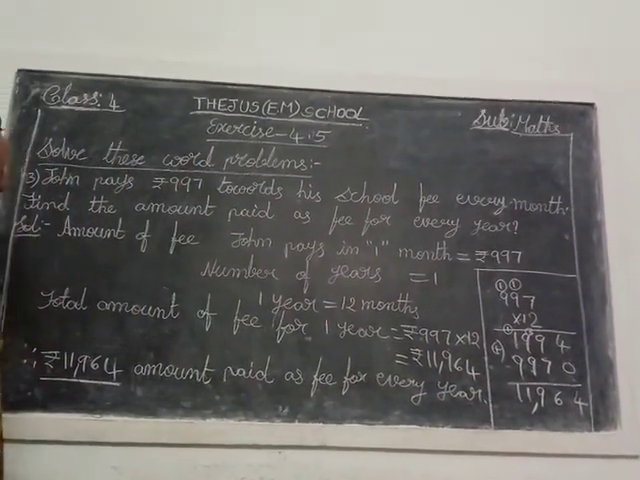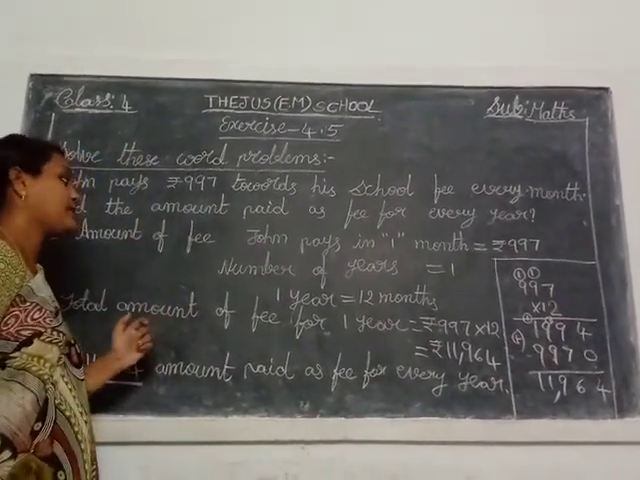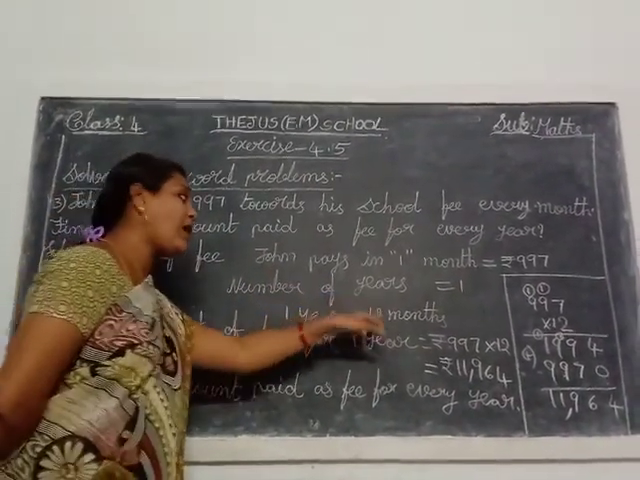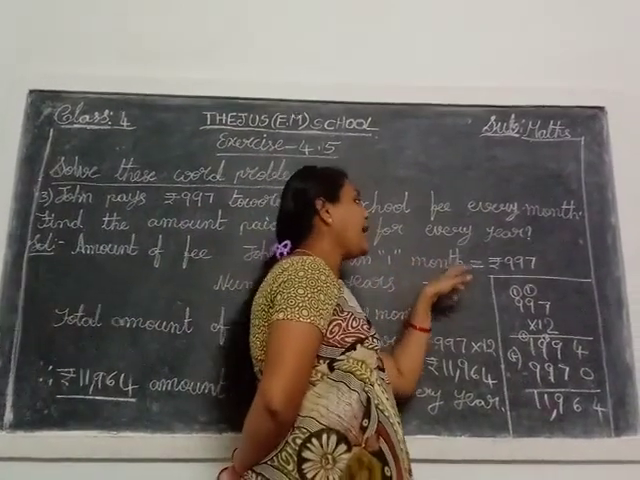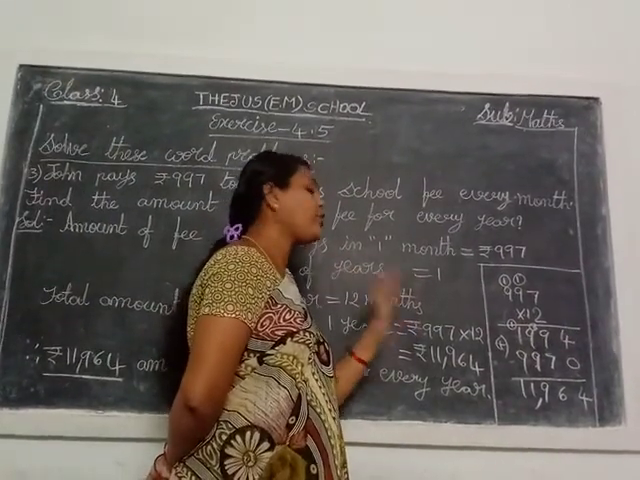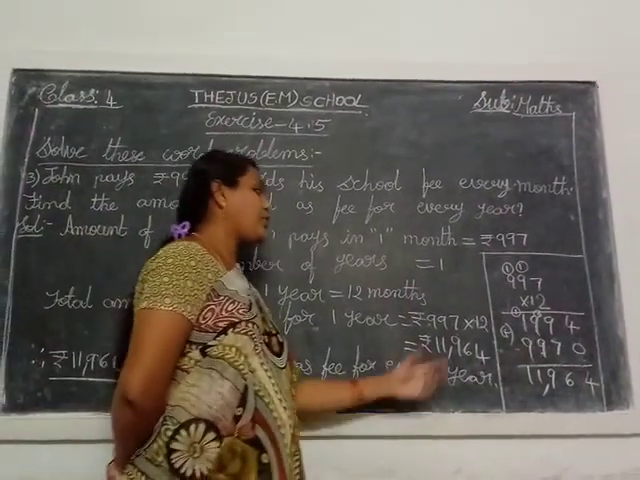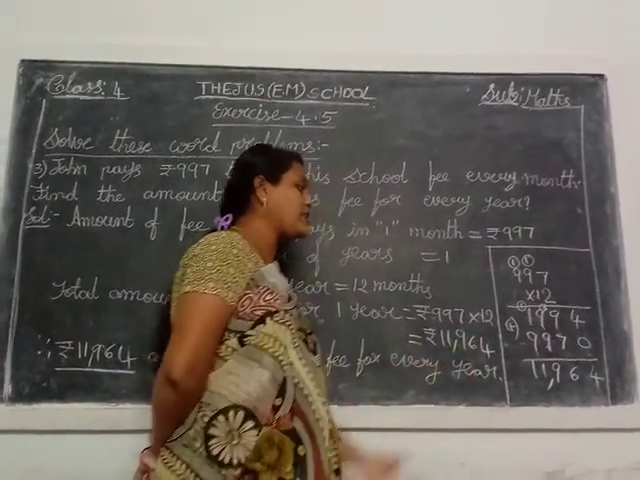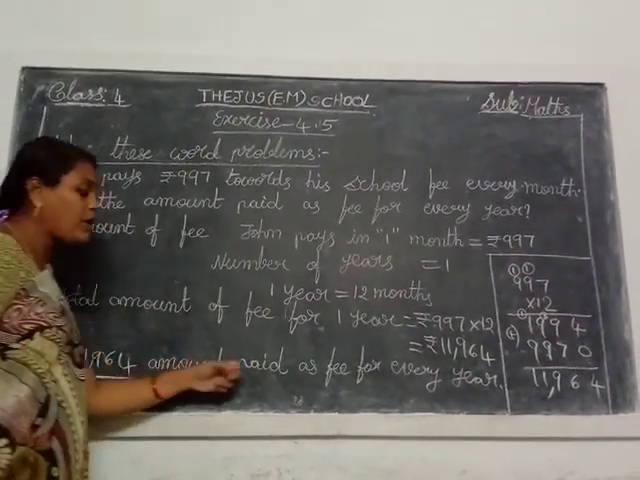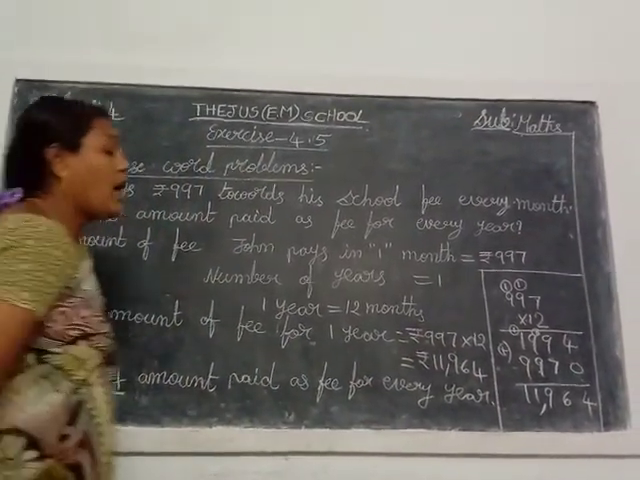Okay children? First he gave the amount of fee John pays in 1 month, 997 rupees. Number of years, only 1 year. But 1 year is equal to how many months? 12 months. So he gave the monthly amount, but he asked for the yearly amount. So 1 year is converted into 12 months first. After that, total amount of fee for 1 year. You do the multiplication and the answer is 11,964. So therefore 11,964 rupees is the amount paid as fee for every year. Okay children, note this question and answer in your notebooks and do this multiplication.